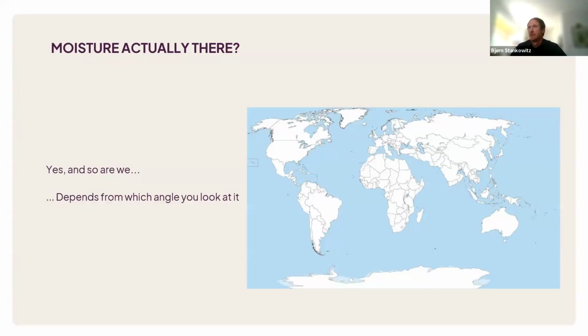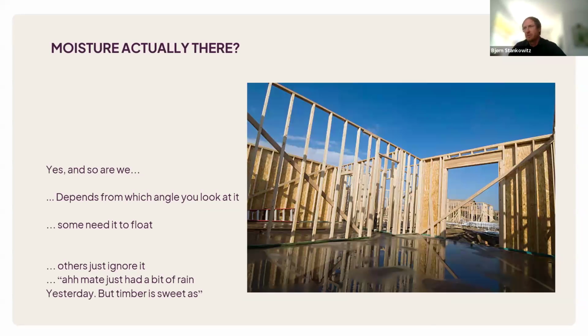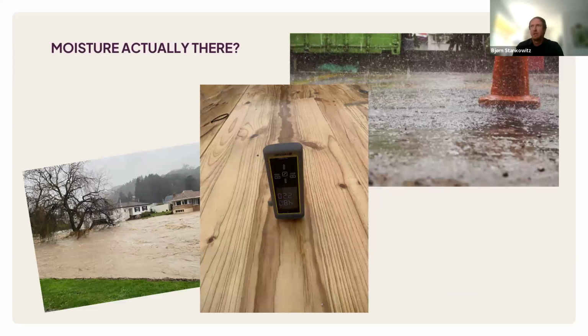Is moisture actually here? Well, yes, and so are we. In most maps, New Zealand actually disappears, but trust me, there is moisture out there. And depending on which angle you look at it from, it is either beneficial and you need it to stay afloat, while others probably just ignore it and say, oh mate, it's just a bit of rain yesterday, but the timber is sweet. So with that in mind, moisture is actually there. And we've seen it in floods, in endless days of rain on site. As well, it reflects in the moisture content measured in mass timber that we observed over the years.